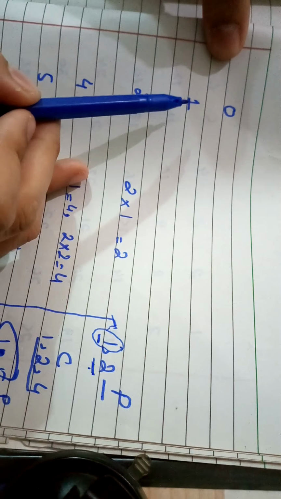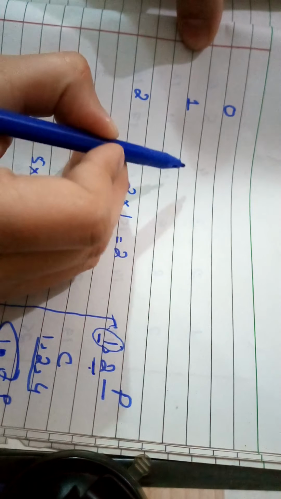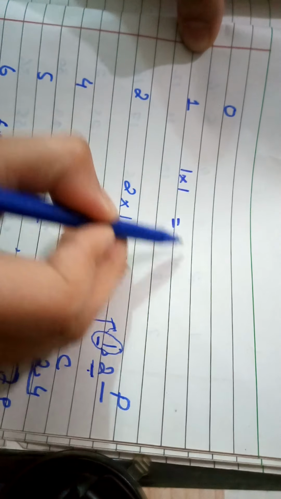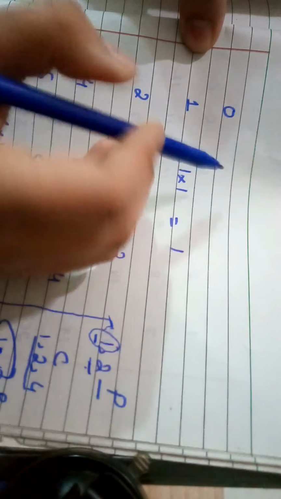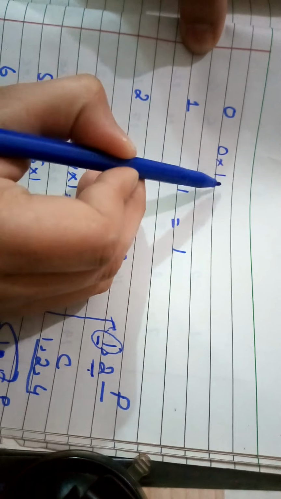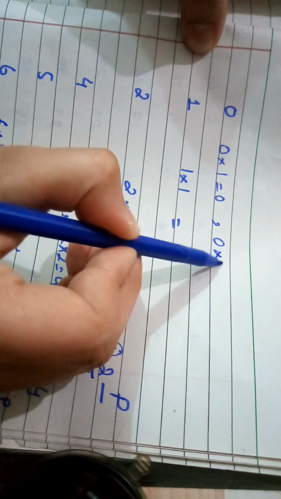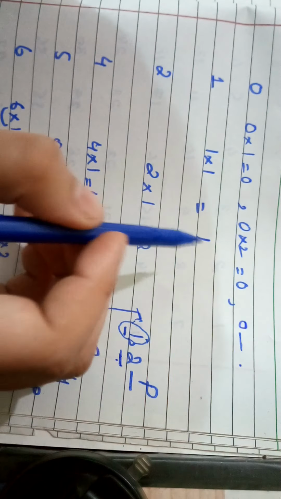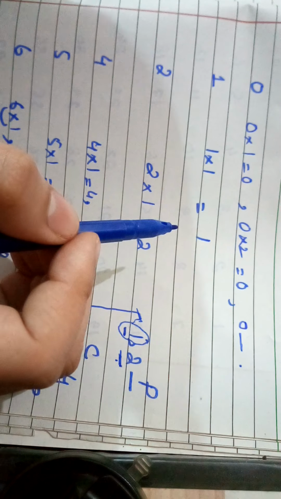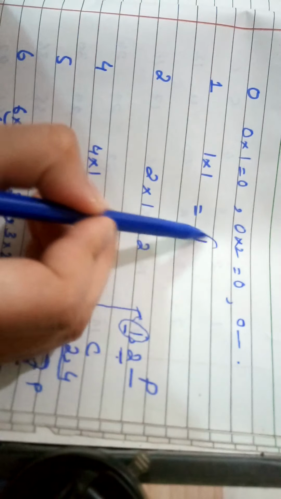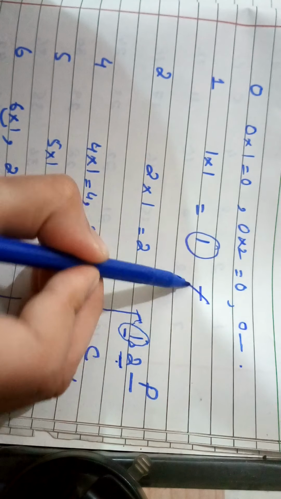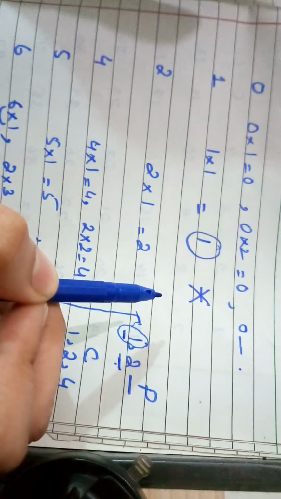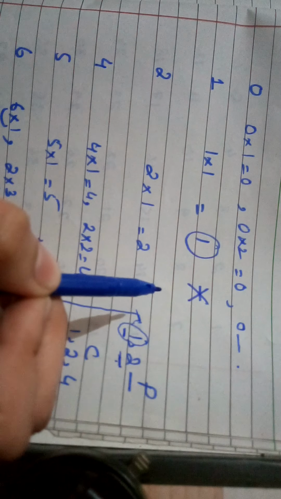Now there's a situation: is 0 or 1 a prime number or a composite number? If you make the factors of 1, 1 times 1 is 1, so there is only one factor. If I consider 0, 0 times 1 is 0, 0 times 2 is 0, 0 times 3, and so on, even up to a million, a trillion, an infinite number of terms, the answer will be 0. A prime number has only two factors, and here there is only one factor, so 1 is not a prime number. Obviously, if it is not a prime number, then it is not a composite number.